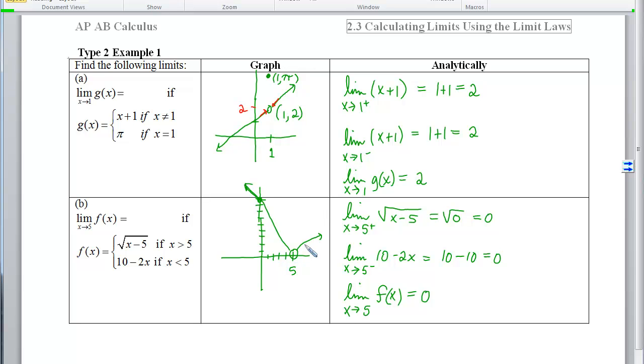It's a little hard for me to draw on my tablet. And we can see if I go from the left and from the right, I'm going to be approaching that same y-coordinate of 0, even though it is not an output on the original function.